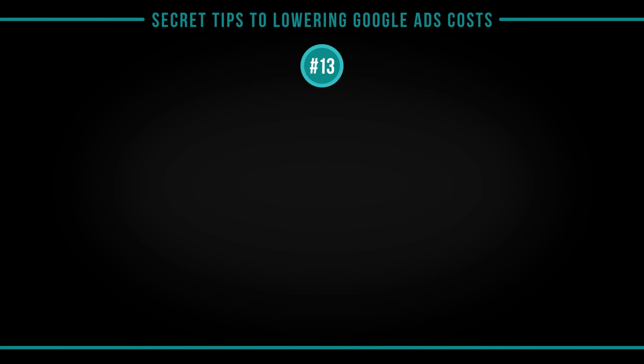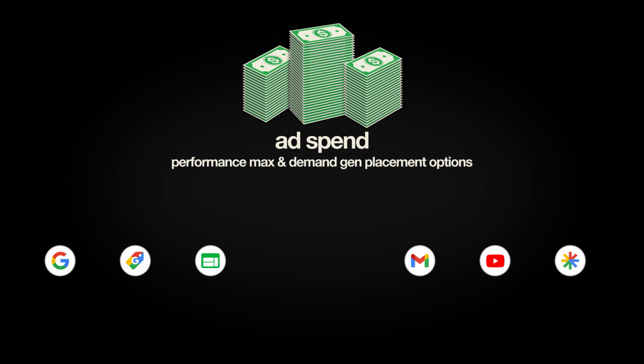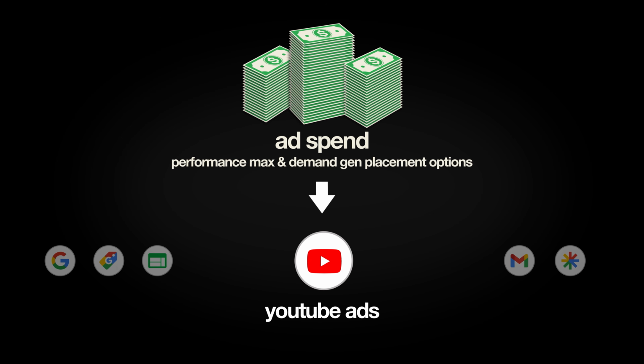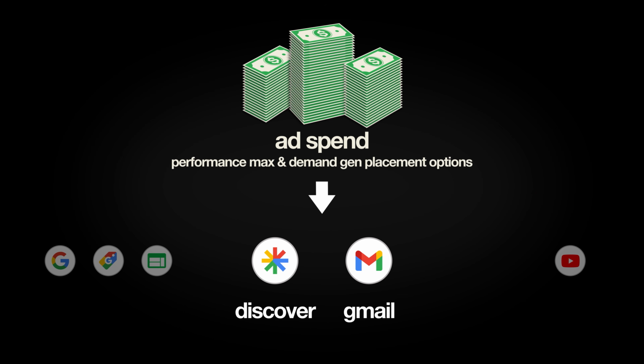Number 13 is to exploit cheaper placements. I'm a big fan of Performance Max campaigns and demand gen campaigns, but if you just let Google completely do its thing with those, you can often see a lot of your ad spend being spent on quite expensive inventory, like YouTube ads, for example. But you can actively push assets that perform better in cheaper placement options, things like Discover and Gmail, likely to lead to lower CPCs. Now, obviously monitor that against how well that traffic then converts. That's going to be an important point.